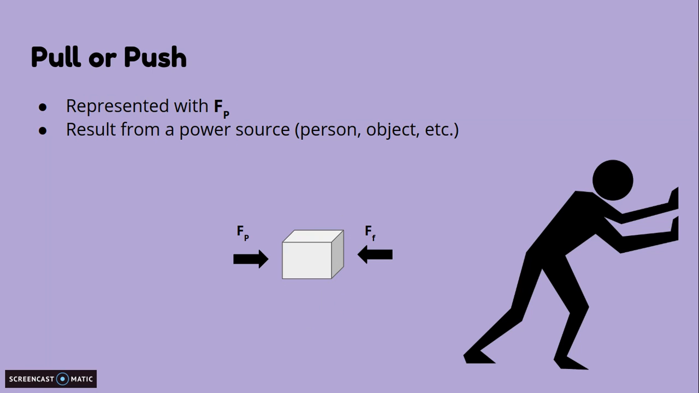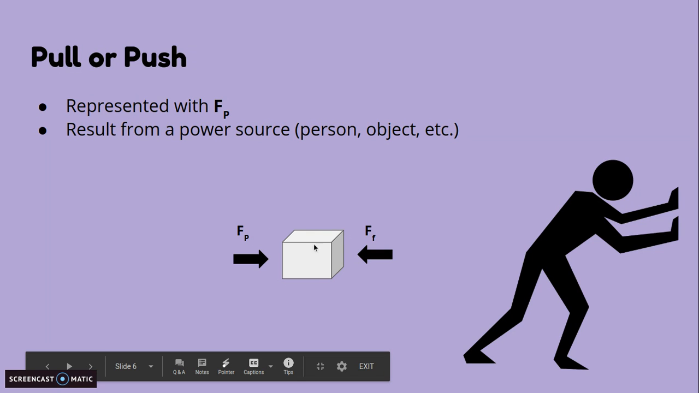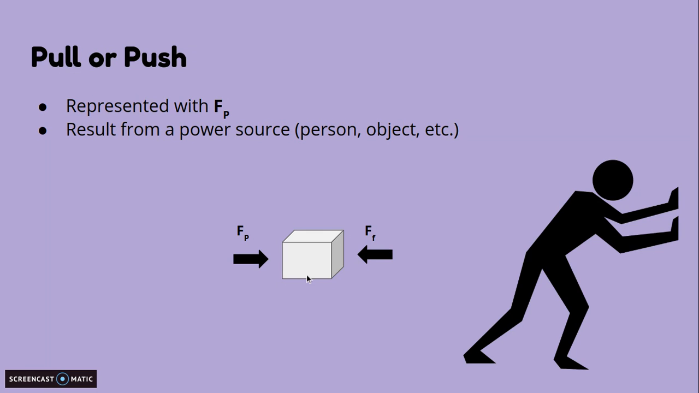Pull or push. This is represented with FP. So that means this is just resulting from any power source. So you pulling or pushing anything. So a friction force will apply when something is pushed. A gravity force and normal force will also apply so it doesn't fall down. And if it does fall down because there's no surface, then air resistance will come into play also. So I'm pushing my phone on the desk. That's the FP force, F of P.